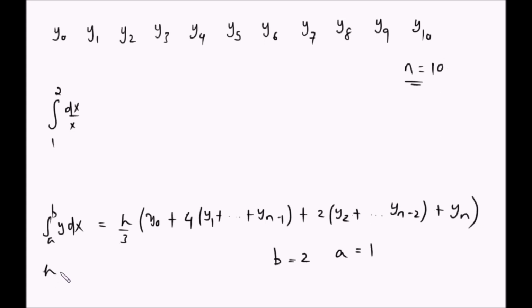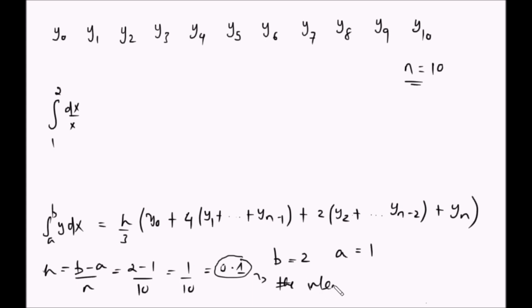So h now tunasema ni b minus a over n. Kwa hiyo ni 2 minus 1 over 10. Kwa hiyo ni 1 over 10. Kwa hiyo h ni 0.1. Kwa hiyo hii 0.1 hii ni the interval between the nini? The abscissa. Abscissa manake nini?